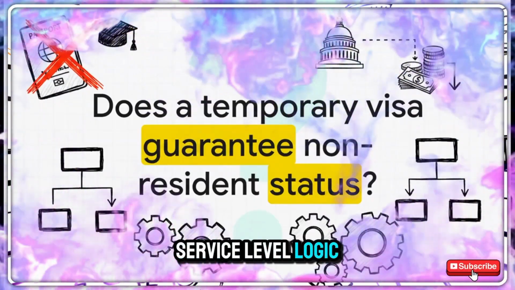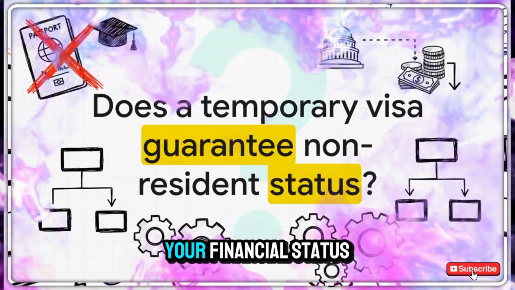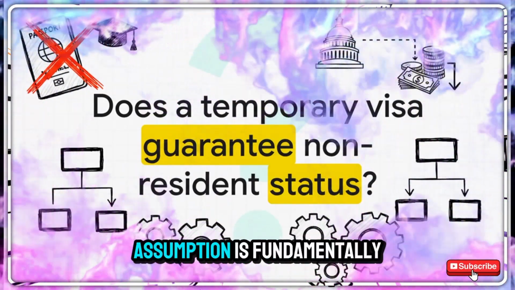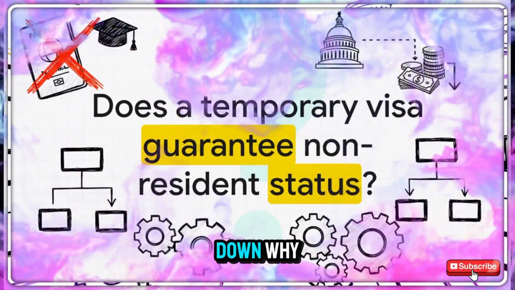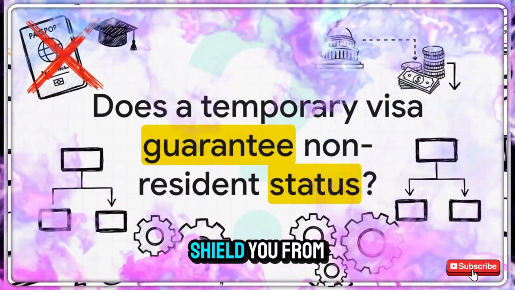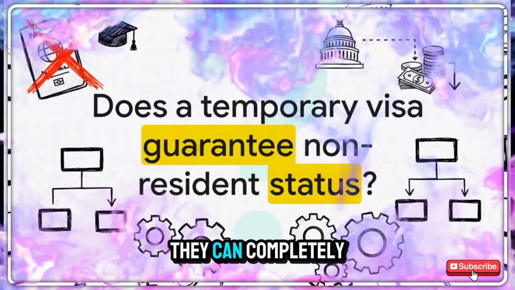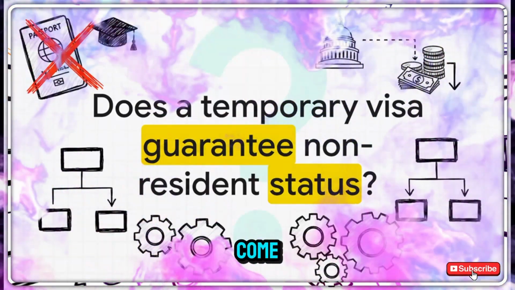Now, surface-level logic might tell you that if your immigration status is temporary, your financial status just naturally follows suit. But actually, that assumption is fundamentally flawed. Let's systematically break down why a temporary visa absolutely does not automatically shield you from federal tax obligations. The consequences of getting this wrong can completely alter a person's financial reality for years to come.